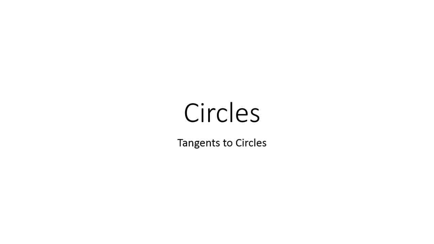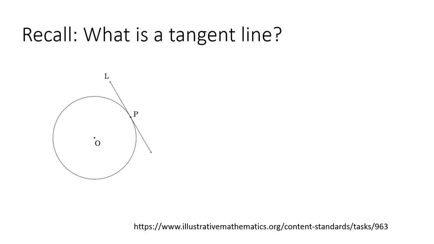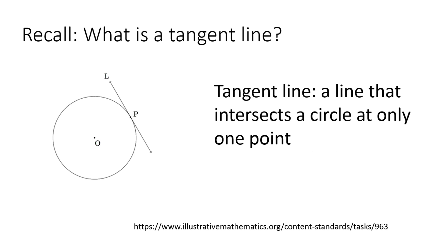In this video, we are going to be learning about tangents to circles. What is a tangent line? A tangent line is a line that intersects a circle at only one point. So line L would only intersect circle O at point P.